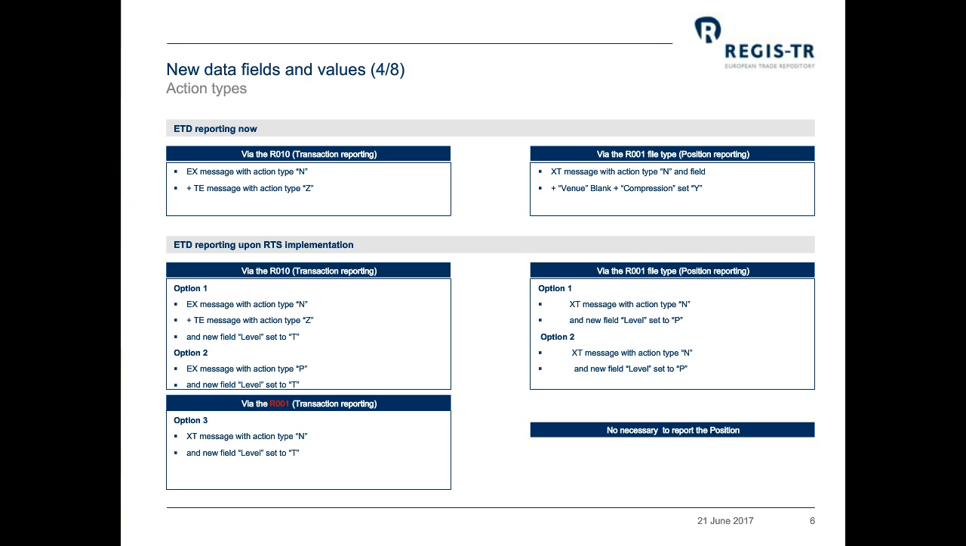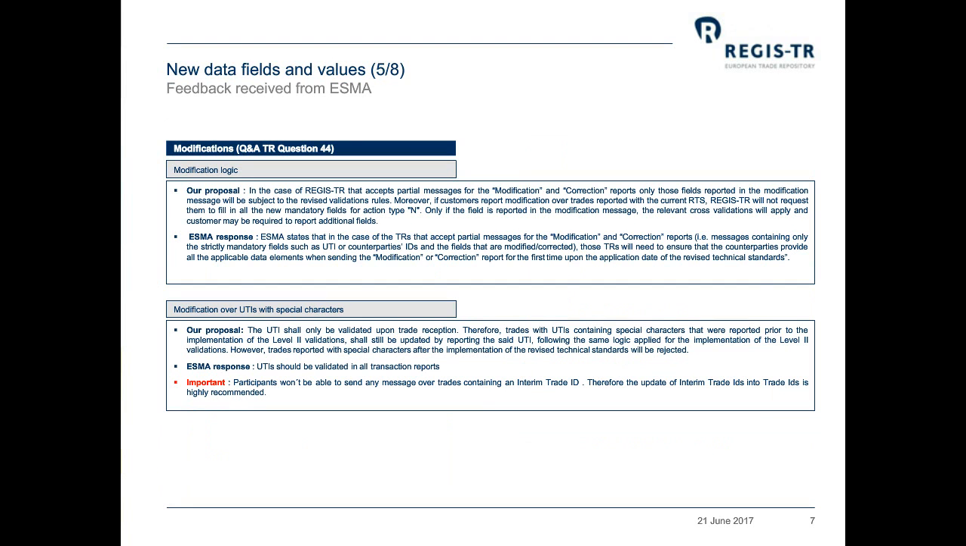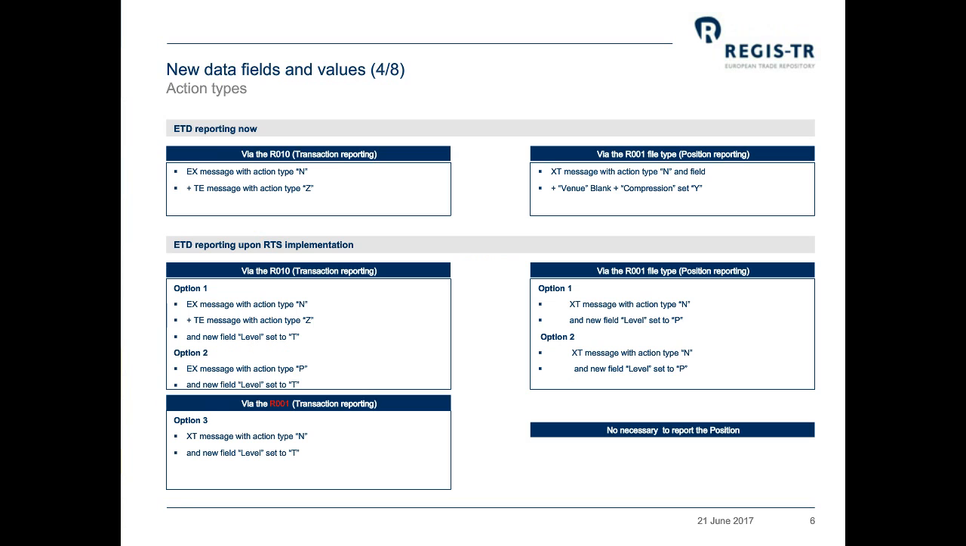For REGIS-TR, because it was the easiest way for clients to proceed, we firstly proposed to ESMA to apply the same logic as the one used for the level 2 validation, that is, that only those fields included in the modification message would be validated against the new rules if one of those fields was directly or indirectly affected by the new validations. ESMA has responded that TRs accepting partial modification and correction reports, that's our case, must ensure that participants provide all the applicable data elements for the first modification or correction sent after implementation of the revised technical standards.